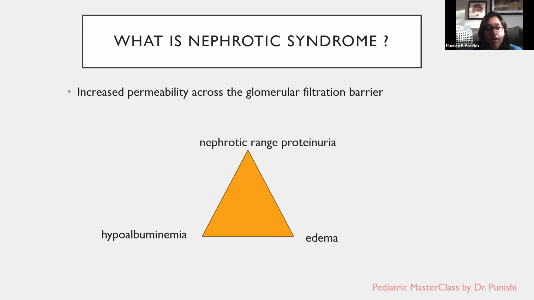Nephrotic syndrome is characterized by increased permeability across the glomerular filtration barrier. The triad of nephrotic syndrome consists of nephrotic range proteinuria, hypoalbuminemia, and edema. Remember this, these are the three main pillars of nephrotic syndrome. Now, what do we mean by each of these? What is the definition of nephrotic range proteinuria? What is the meaning of hypoalbuminemia? We'll see this in the next slide.